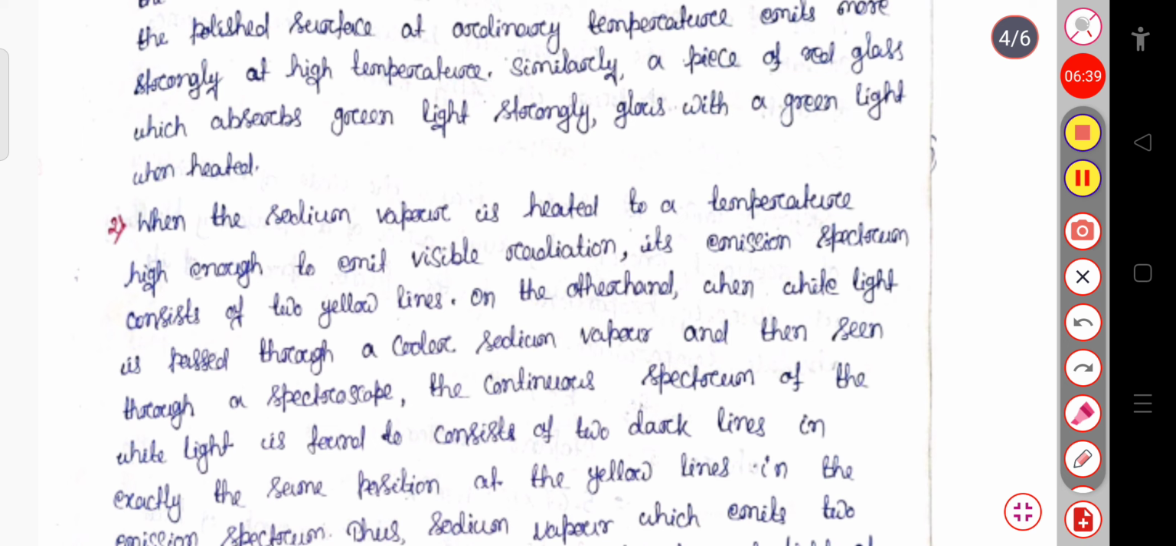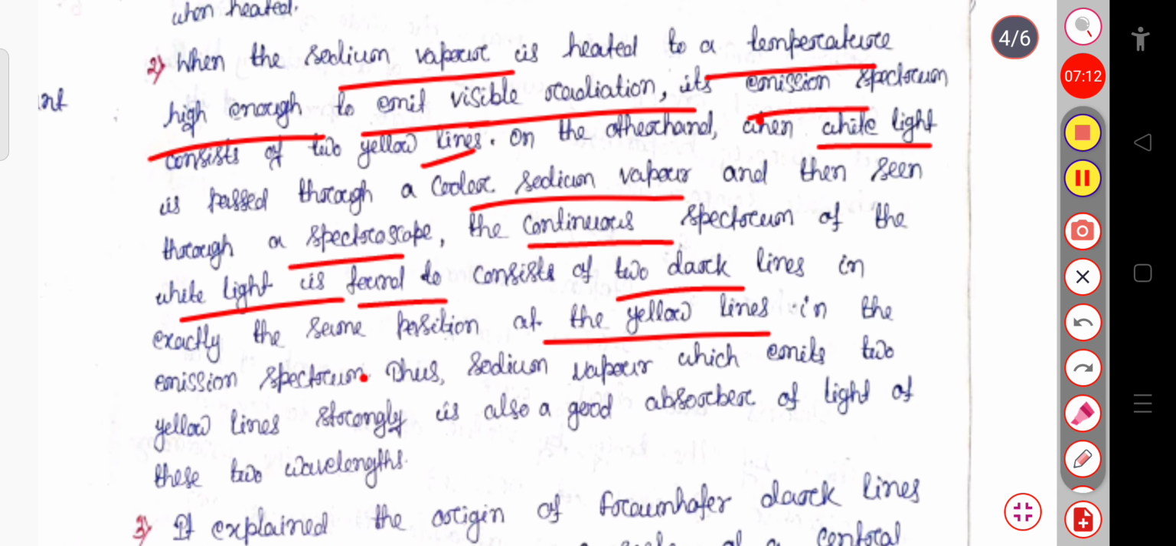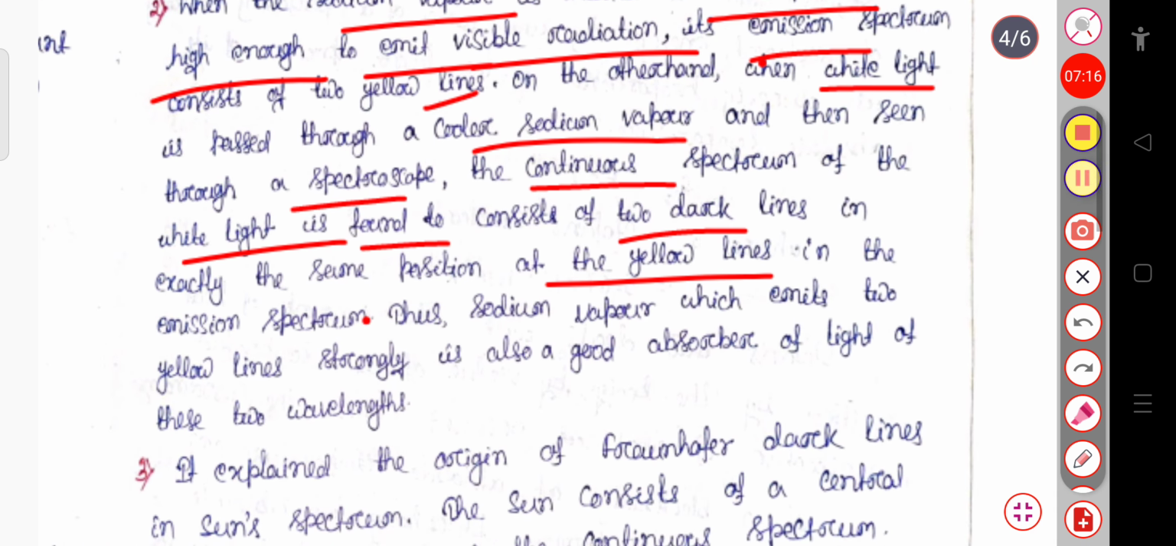The second application is when sodium vapor is heated to a temperature high enough to emit visible radiation. Its emission spectrum consists of two yellow lines. On the other hand, when white light is passed through cooler sodium vapor and then seen through a spectroscope, the continuous spectrum of the white light is found to consist of two dark lines in exactly the same position as the yellow lines in the emission spectrum. So the sodium vapor which emits two yellow lines strongly is also a good absorber of light of these two wavelengths.